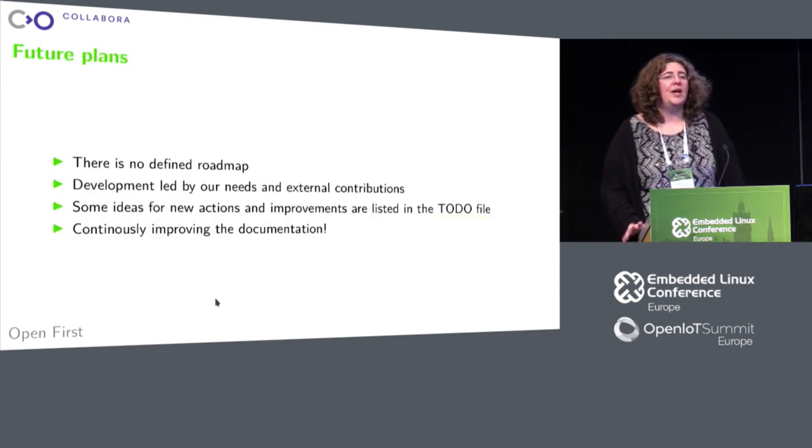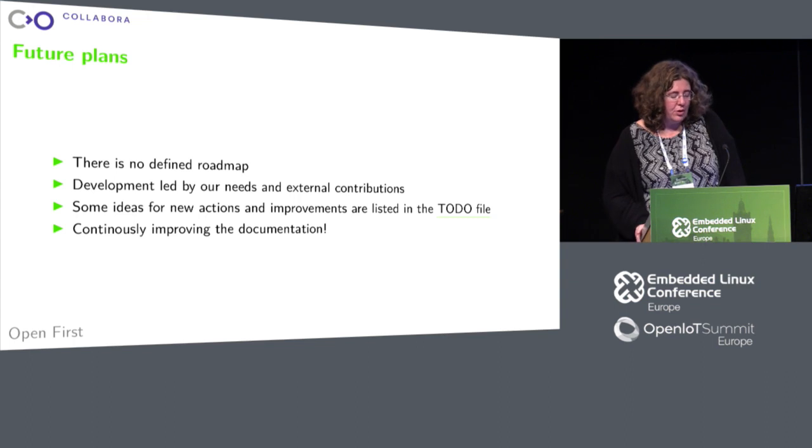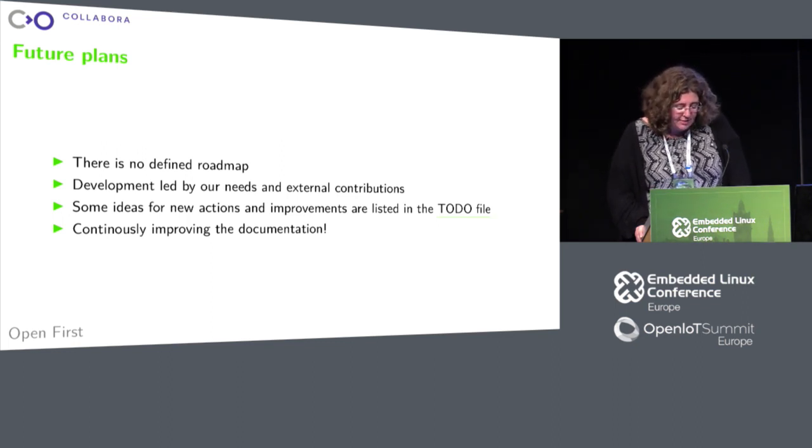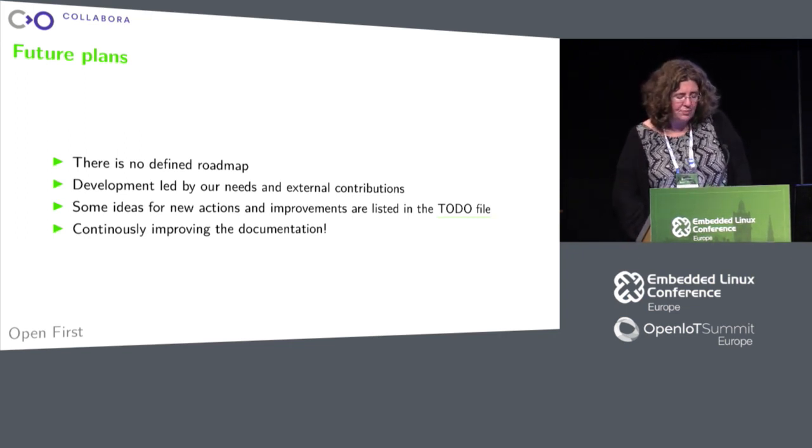We don't have any great plans for Debos in the future. We don't have a roadmap or list of plans of things we're going to do. We are basically developing it when we find something that we need or when somebody actually contributes something. There is a file called to-do file, but actually that name is wrong. It's not things that we want to do, it's more things we would like to do, ideas more than to-dos. And of course, we are continuously improving the documentation, but there is always something to improve here and there.